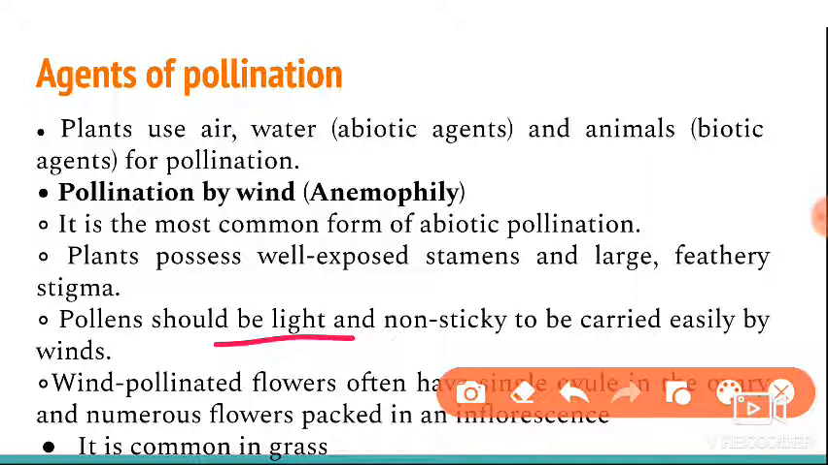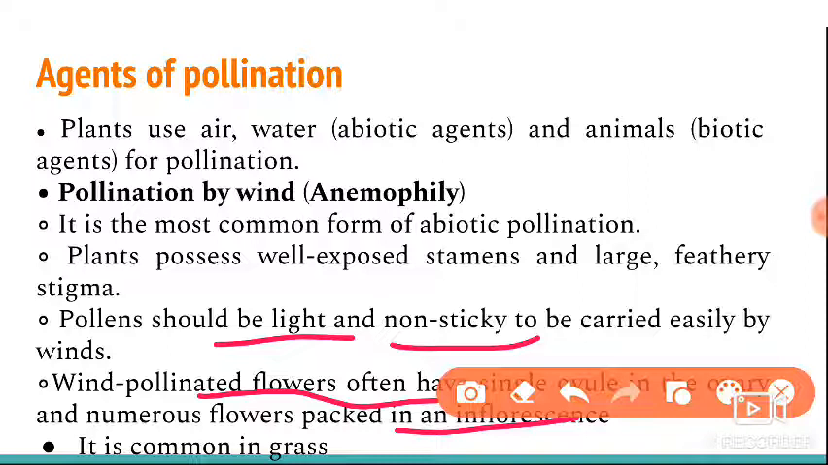And next to that, non-sticky. If they are non-sticky, they can easily be removed from the anther. If they are sticky, they will settle on the anther only, so there is less possibility of releasing the pollen grains. So they should be non-sticky and lightweight. And then next to that, there is a single ovule, either single or all single ovary, but numerous flowers are packed here in the inflorescence. Inflorescence means the arrangement of flowers on the floral axis.